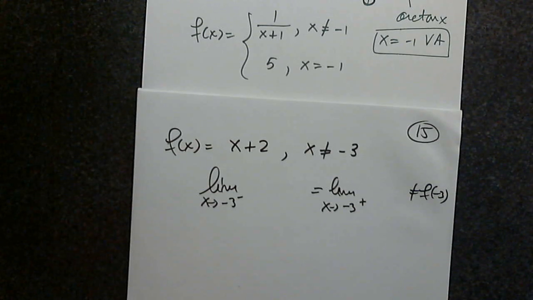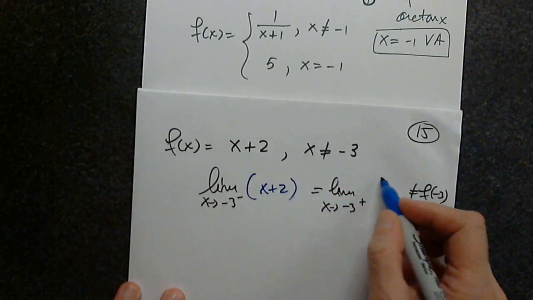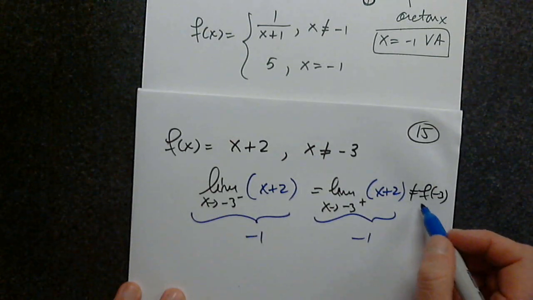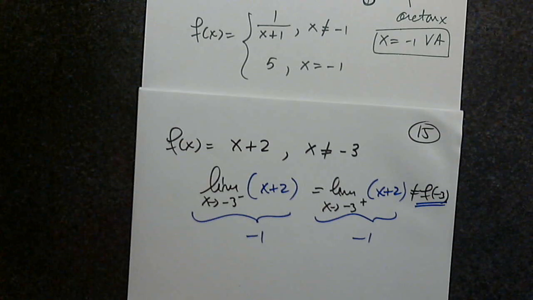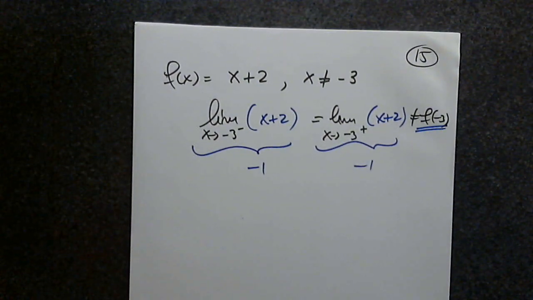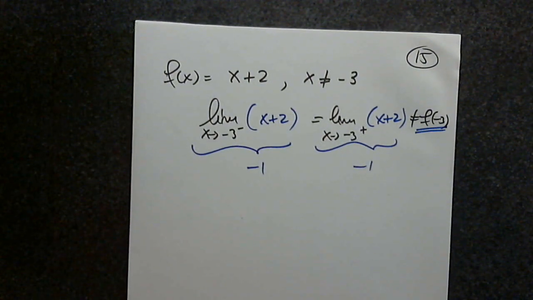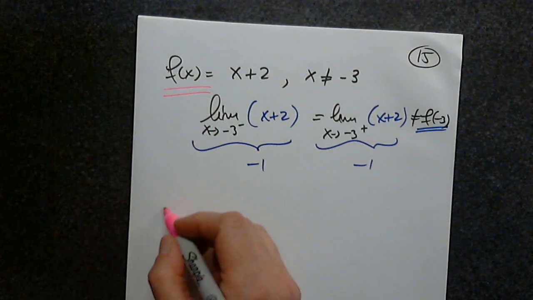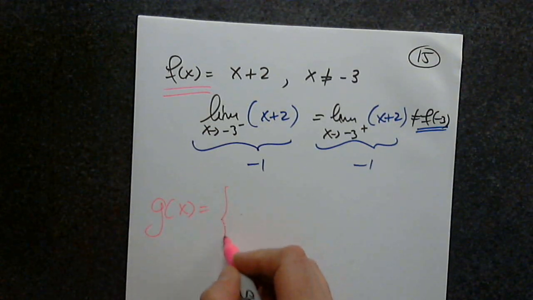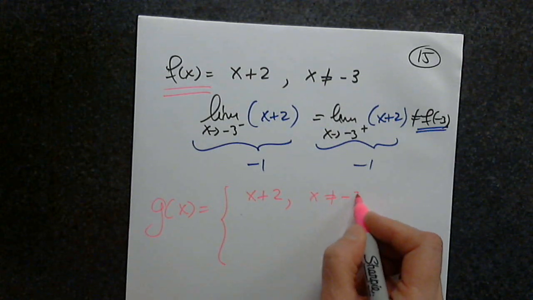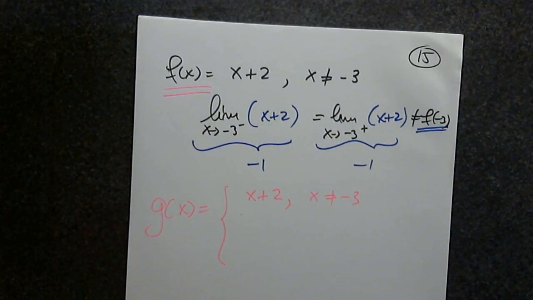Does it? Yes, because this is x plus 2, and this is x plus 2, and this will be negative 1, this will be negative 1, and this one doesn't exist. So will you agree that this function has a removable discontinuity? Perfect. And now I would like us to create a function that is continuous everywhere using the function we have. I'm going to call it g of x, and I will write x plus 2 when x does not equal negative 3. I have to use what I have.